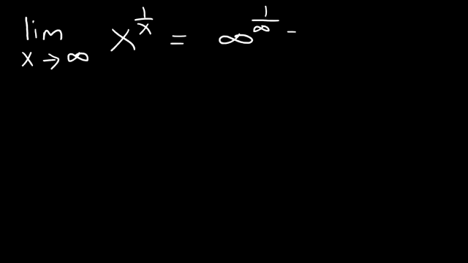Now what about this example? What is the limit as x approaches infinity of x raised to the 1 over x? Now if we replace x with infinity, it's going to be infinity to the 1 over infinity. 1 divided by infinity is 0. And infinity to the 0 power is indeterminate. So there's nothing we can do right now except using L'Hopital's rule.